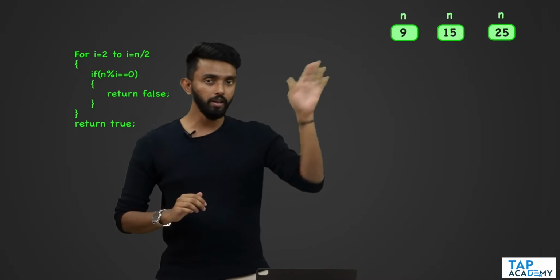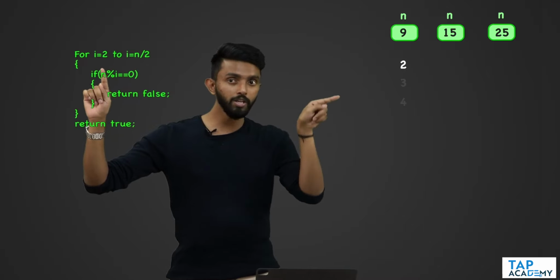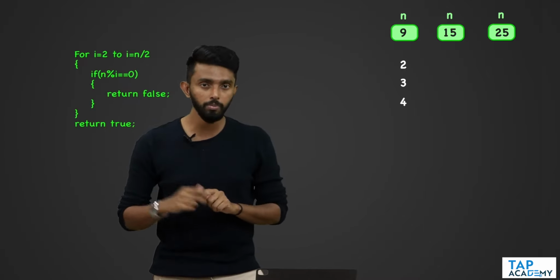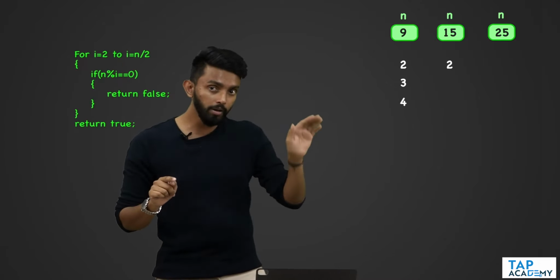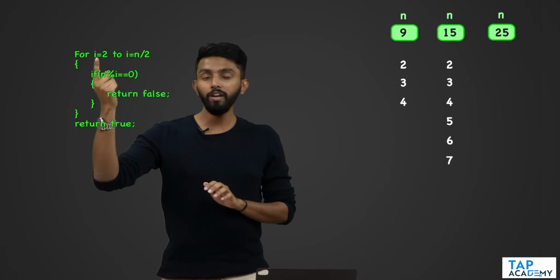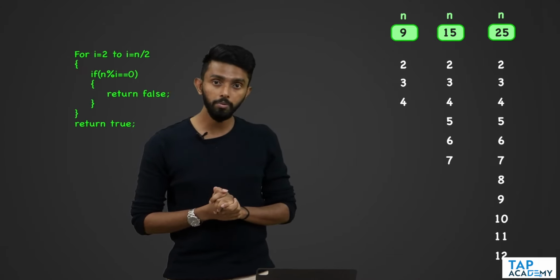If in case we take 9, this loop will start from 2 and go till n divided by 2, which is nothing but 4. Would you agree with me? And for 15, it will start from 2 and will go till n divided by 2, which is 7. For 25, it will start from 2 and will go till n divided by 2, which is nothing but 12. I hope you're able to think, right?